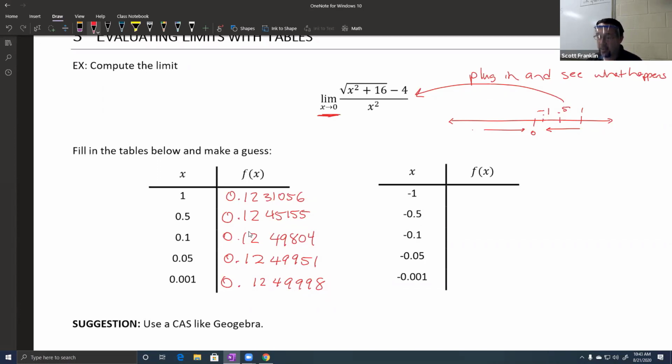So over here, this seems to tell me that the limit as x goes to 0 from the right of f of x is about what? What does it look like these are getting close to? 0.125, which is 1/8, by the way. But that's not enough to tell you the limit. That's only the right-hand limit.